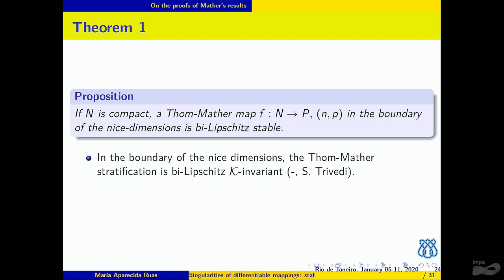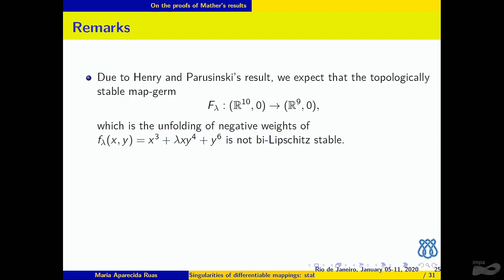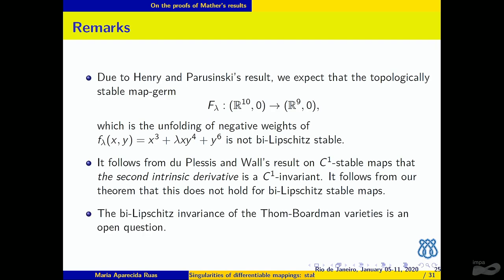In fact, this comes in two results. One result with Saurabh Trivedi, in which we prove that they are bi-Lipschitz K trivial. And finally, we prove that they are bi-Lipschitz A trivial. Just to finish this answer to Juan's question: why do we conjecture that the result is sharp? In other words, if (n,p) is outside the nice dimensions, then bi-Lipschitz stable maps are not dense.